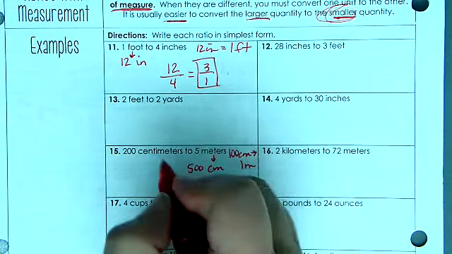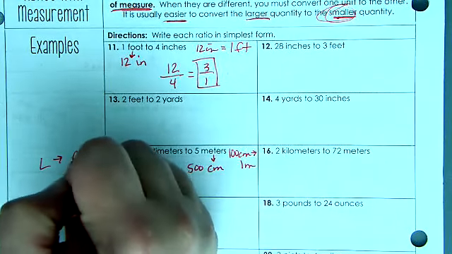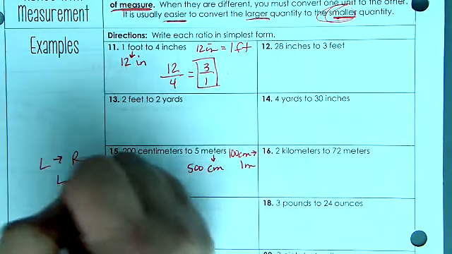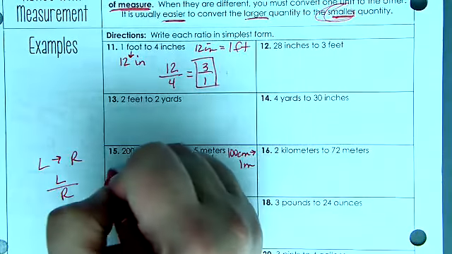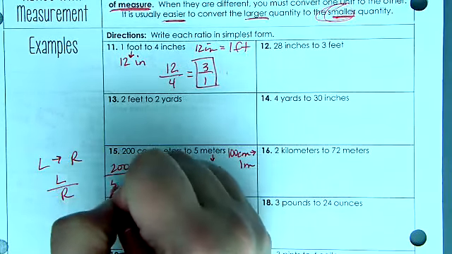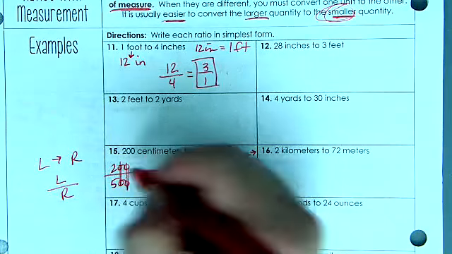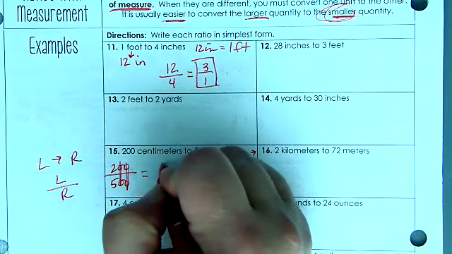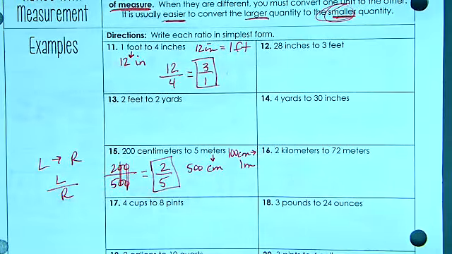So for this one, it's always what's read first from left to right. So I'm going to put the left on top of the right when I'm reading this. So I'm going to have 200 over 500, and we simplify. What I do notice, the zeros cancel out, and I'm left with 2 over 5 as my simplified ratio.